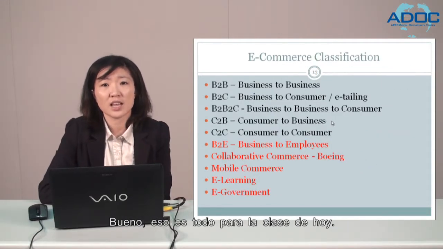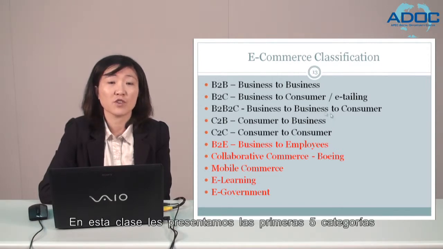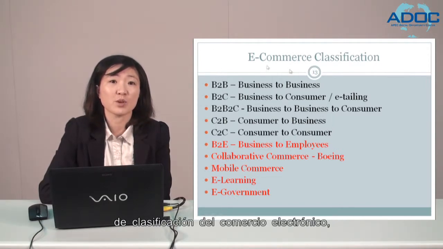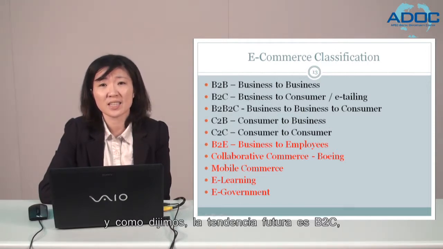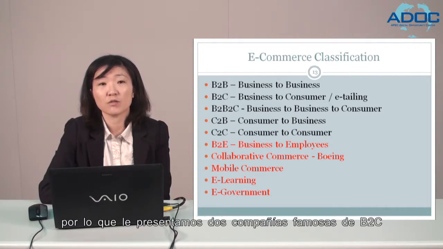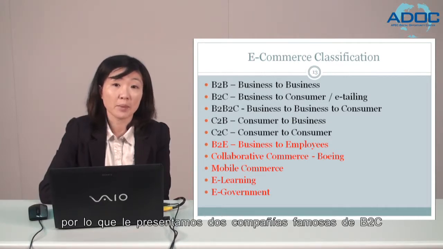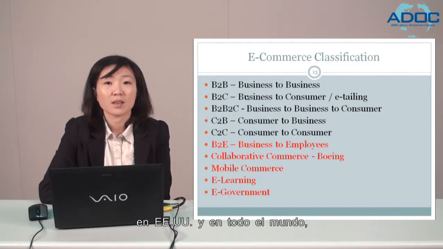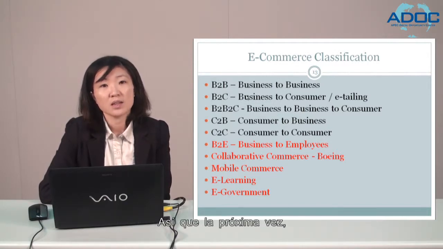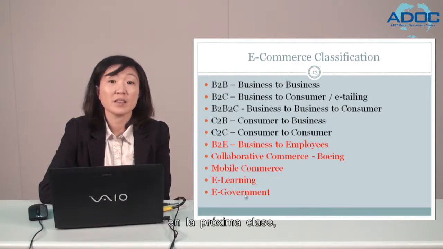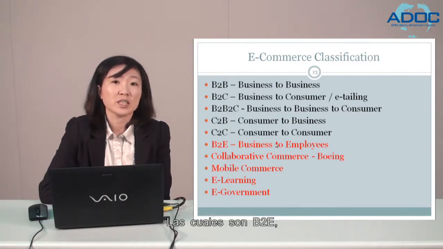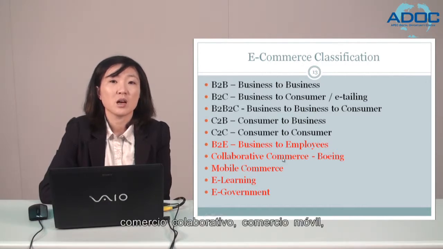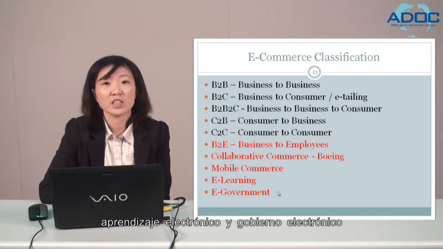Okay, so that's today's class. We have introduced you to the first 5 categories of e-commerce classification. And because we say the future trend is B2C, we introduced you to 2 famous B2C companies worldwide in the US, Amazon and Zappos. In the next class, we will introduce the other 5 categories of e-commerce classifications, which are B2E, collaborative commerce, mobile commerce, e-learning, and e-government.